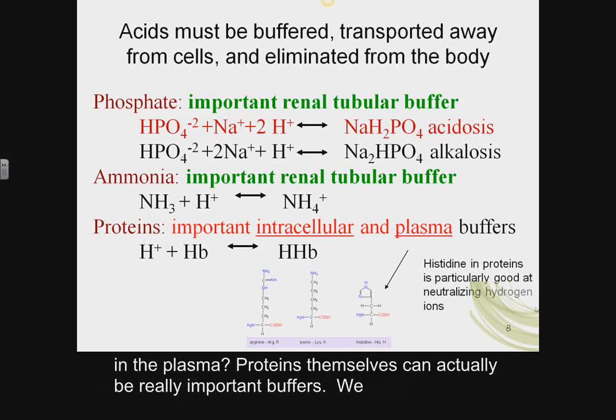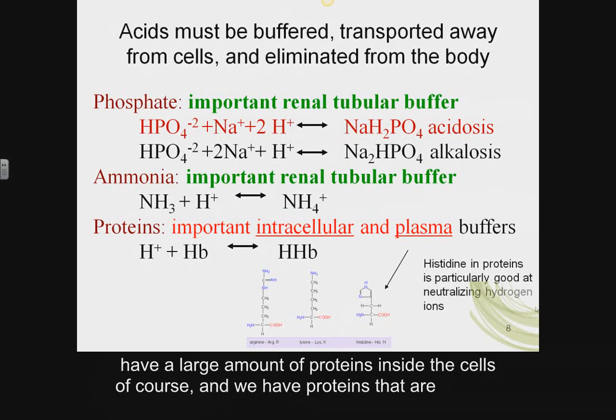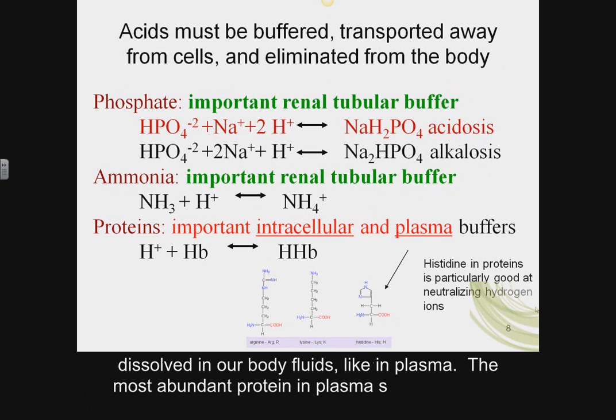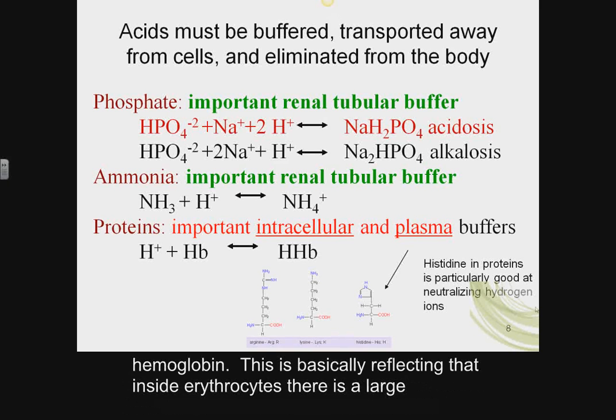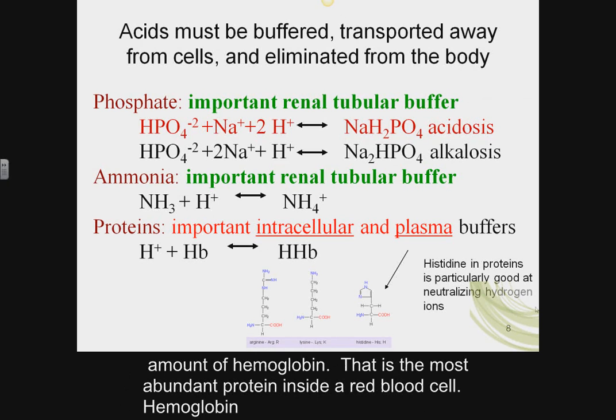Proteins themselves can actually be really important buffers. We have a large amount of proteins inside the cells, of course, and we have proteins that are dissolved in our body fluids, like in plasma. The most abundant protein in plasma is albumin. What you're seeing down here in the bottom equation is that hydrogen can bind with hemoglobin. This is basically reflecting that inside erythrocytes there is a large amount of hemoglobin. That is the most abundant protein inside a red blood cell.